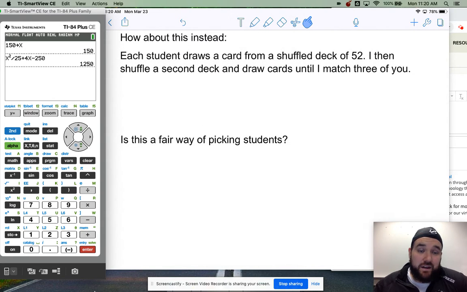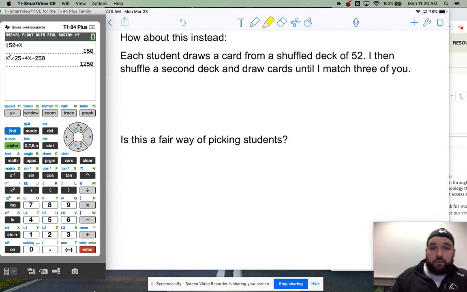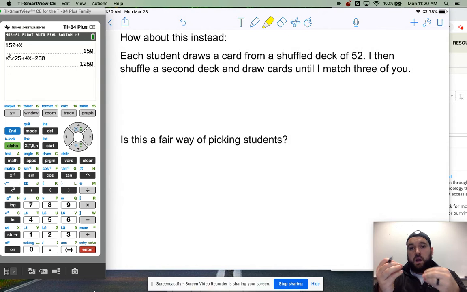Okay. Instead, how about this? I'm going to shuffle a deck of cards. There's 52 cards in there. And I'm going to give each student a card. So you can pick the card from the deck. There's 52 to choose from. You have 1 card, so each student in the room has a card. Then I take another deck of cards, shuffle it, and start drawing off the top. And the first 3 people that match the card that I draw have to then bring in treats. Is that a fair way of picking students?